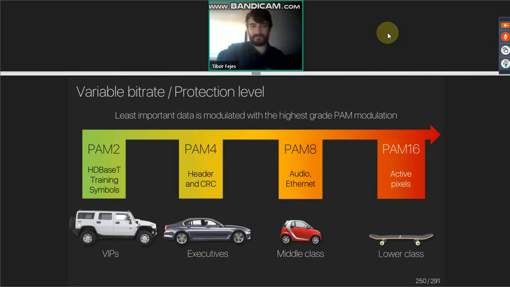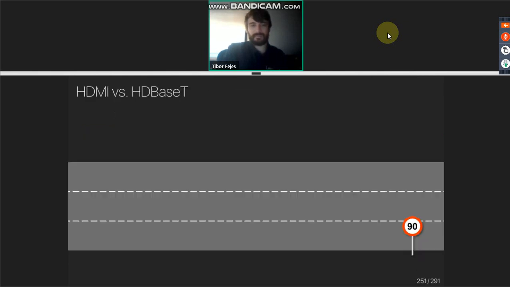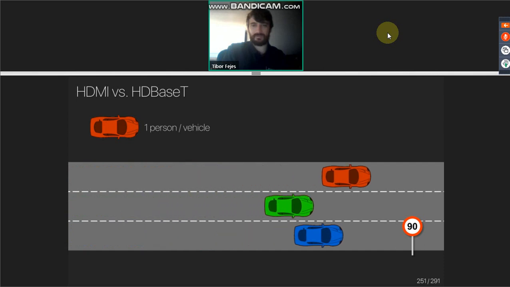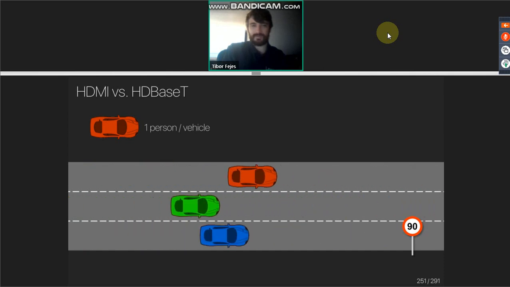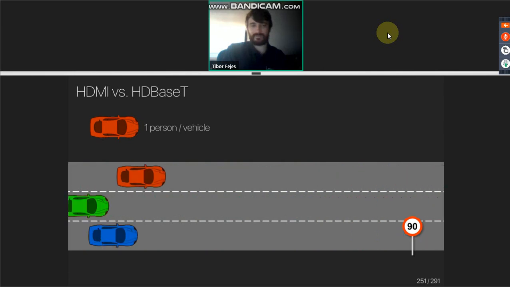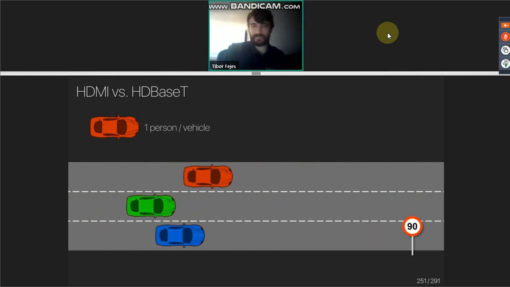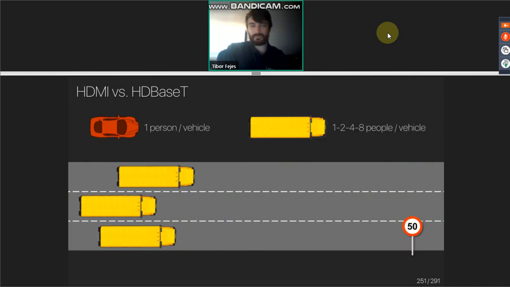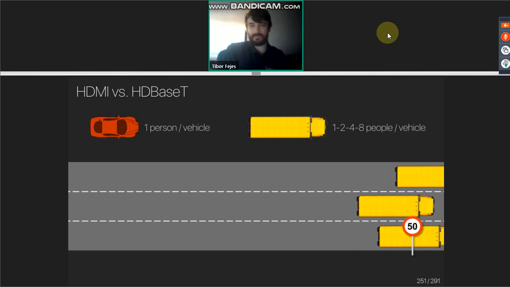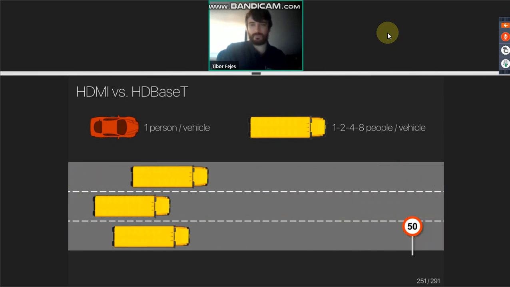So you can kind of think about the different PAM modulations in this way. If we look at an analogy with cars on a road, with TMDS, we have our cars going along, each one carrying one person at a high speed. So you can think of this as our PAM2, where each car represents 1 bit. With HDBaseT, we can lower the speed, which is a lower clock speed, but for every vehicle, we're carrying more people, so more bits, effectively.